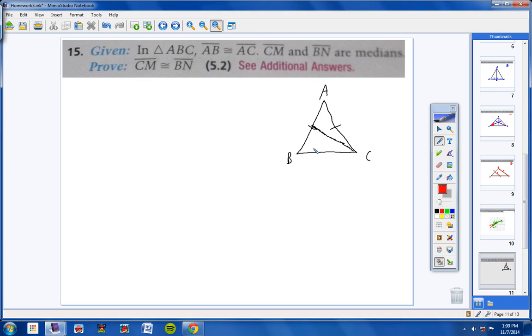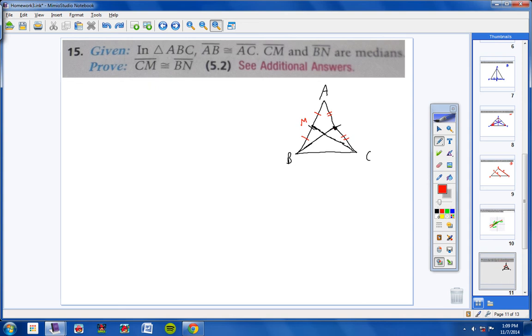When I draw the median, I know this is congruent to this. And BN is a median. Let's put M here. CM and BN are medians. So B to the midpoint over here. So we're going to say that this segment here is congruent to this segment here. We're going to prove that CM is congruent to BN. Okay, that's our goal.